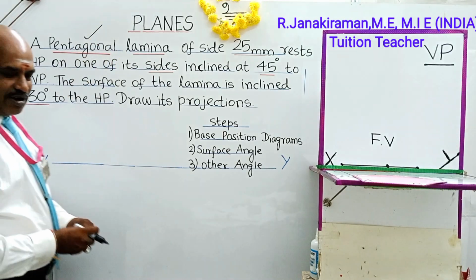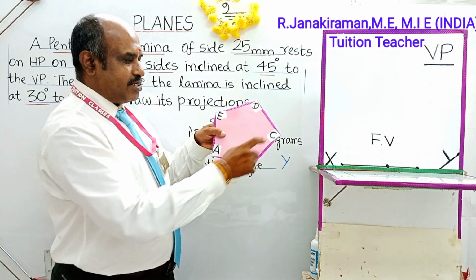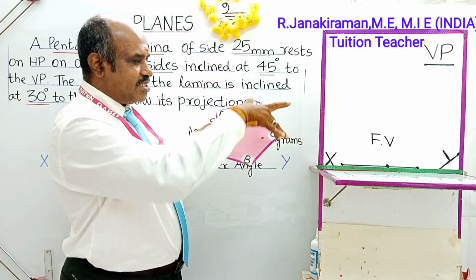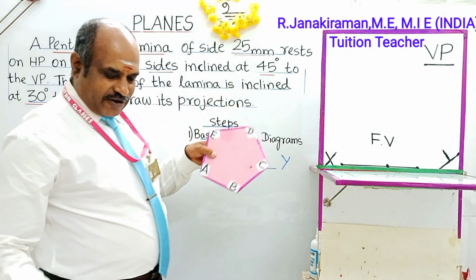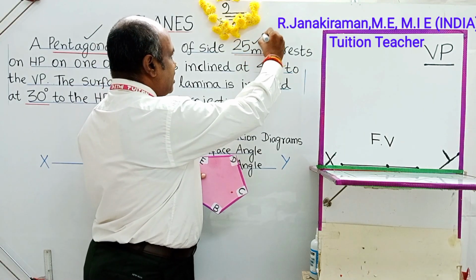The question is about the pentagonal lamina. A pentagonal lamina will have 5 sides. Consider the corners A, B, C, D, E. It has 5 sides: AB, BC, CD, DE, and EA. The size of the pentagon is given as 25 mm, which is 2.5 centimeter.